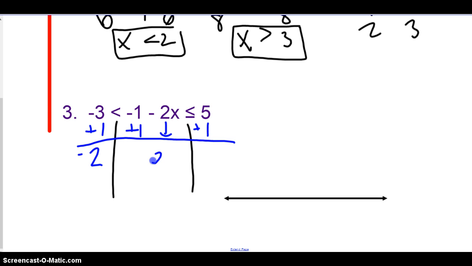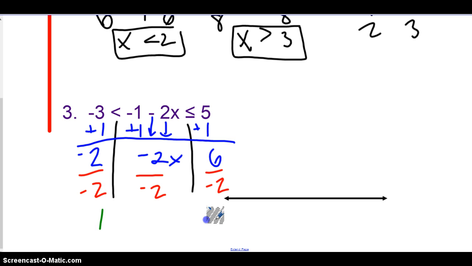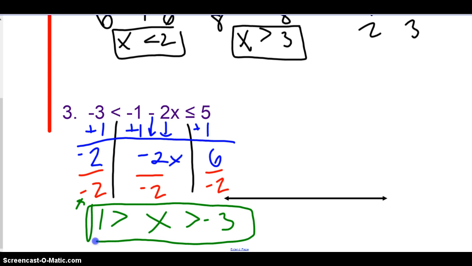In here I get negative 2x. What did I just miss? Yeah, don't forget to bring down that negative sign. And over here I've got 6. Alright, now I divide by negative 2, divide by negative 2, divide by negative 2. What happens when I divide by a negative? Yeah, I'm going to get 1 over here, negative 3 over here, but these signs are going to flip because of the negative on the negative 2. So there is my answer.